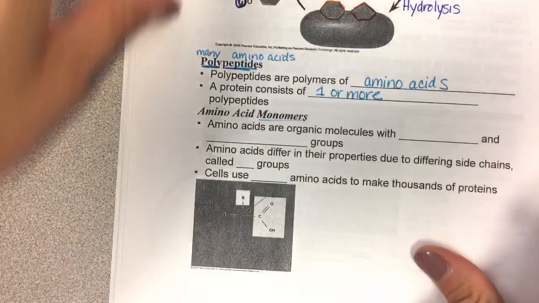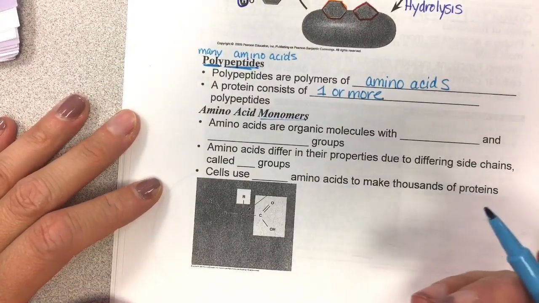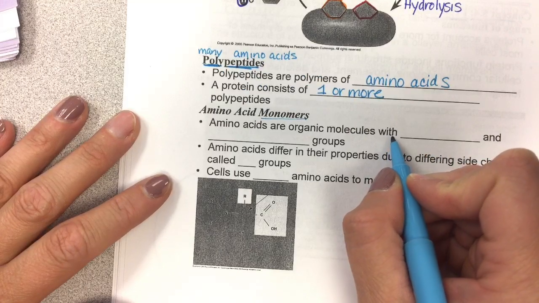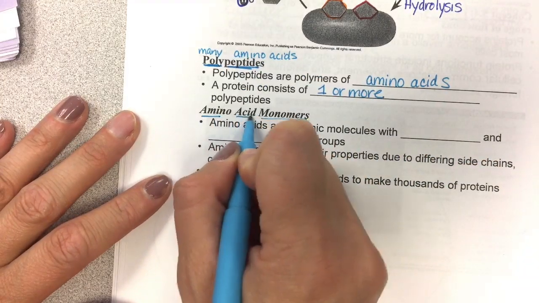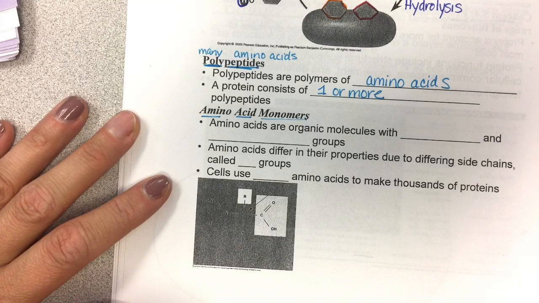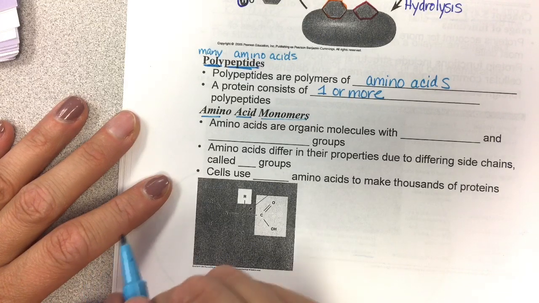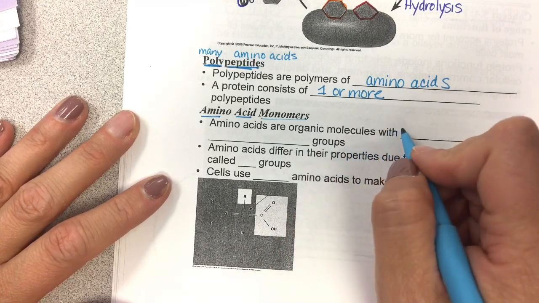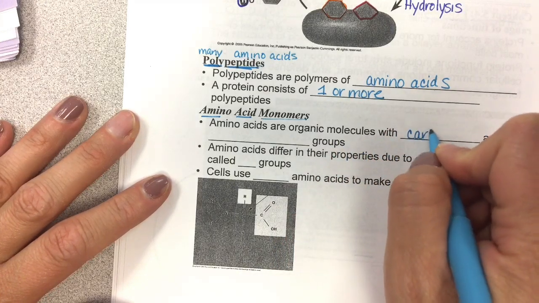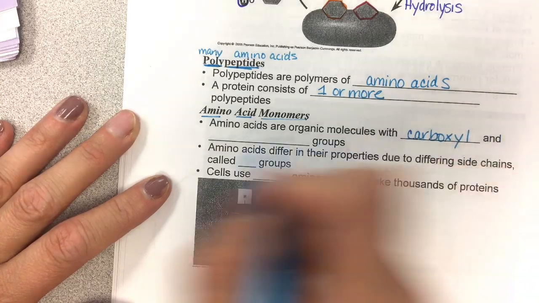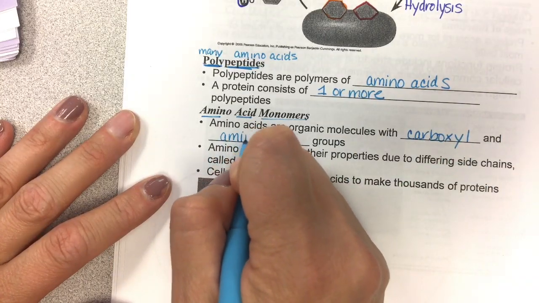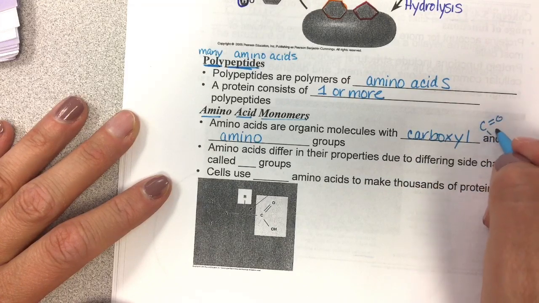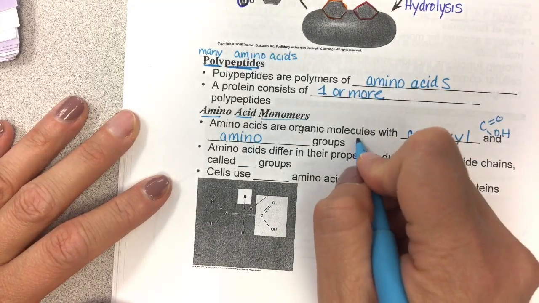They're organic molecules, which remember means that it contains what? Carbon, right? And what two functional groups does it have to be an amino acid? See if you can think of it. Pause it if you need to. I'm going to give you the answer here. Amino acids are organic molecules with, in any order, carboxyl and amino groups. Carboxyl, remember, is C double bonded O, OH, and the amino group is NH2.